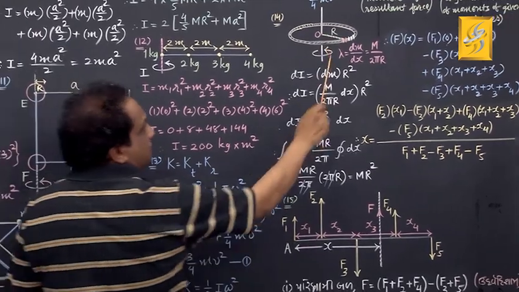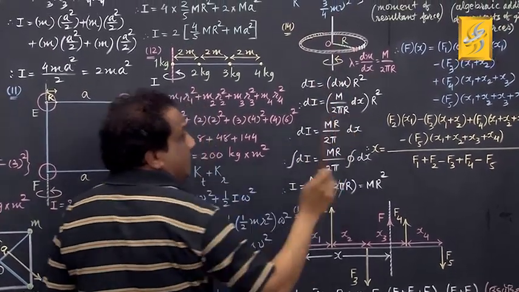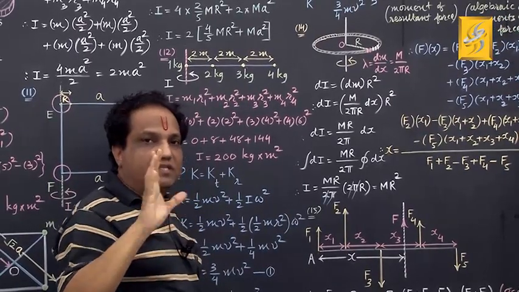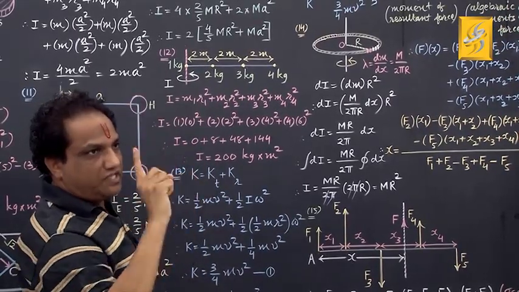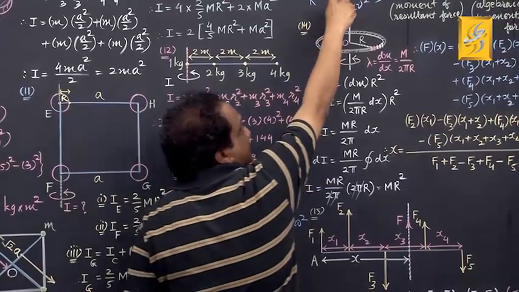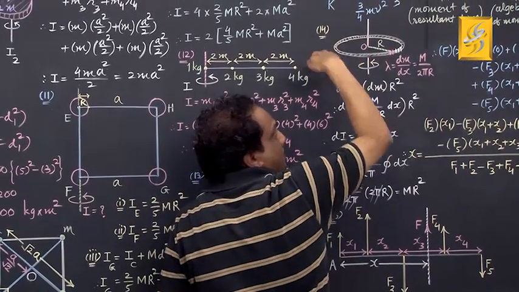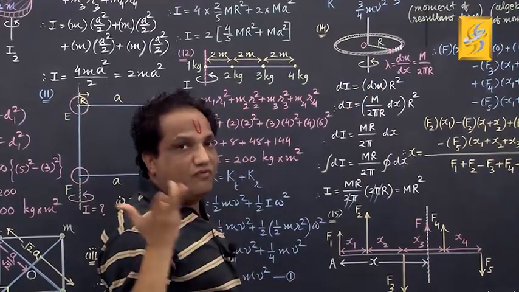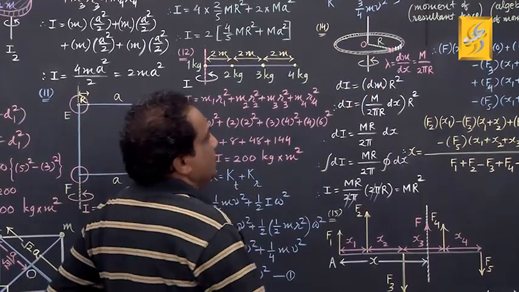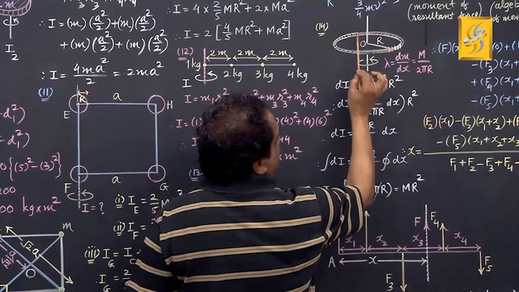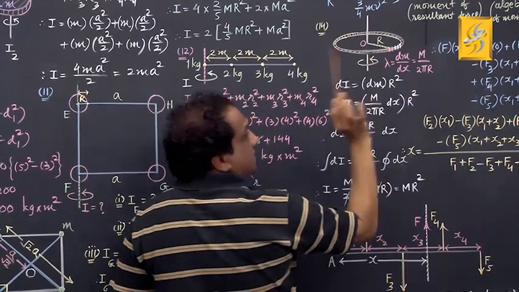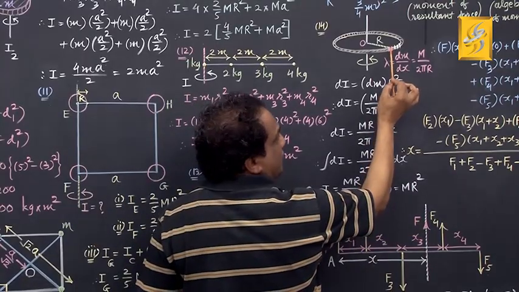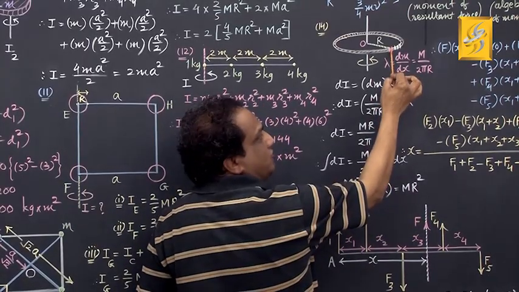Tell me, what is given to us? An extremely thin circular ring having mass capital M, radius capital R. When it rotates about an axis passing through its center and perpendicular to its plane, about that axis, what is its moment of inertia? We have to find out. Look, first of all, do one thing. This total mass of the ring, just consider it to be divided into extremely small mass elements. One such specimen mass element I have shown here.